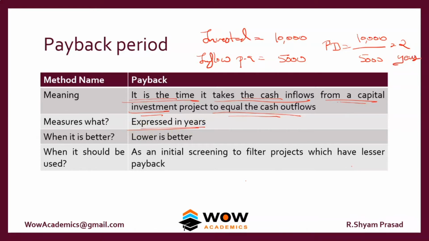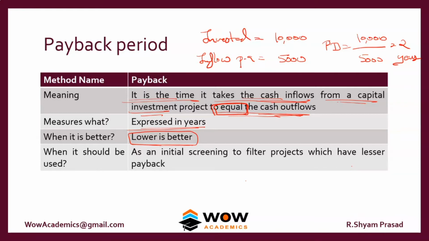If it takes 1 year to receive 5,000, the next year we will receive another 5,000, so 5 plus 5 is 10. So the cash inflow and outflow are equal. That is what payback indicates. So when is this ratio better? The lower, the better.